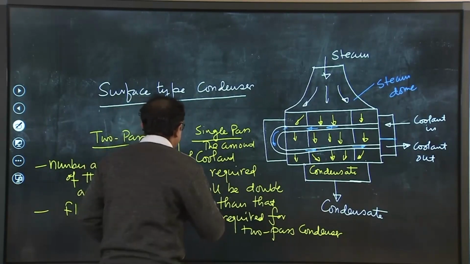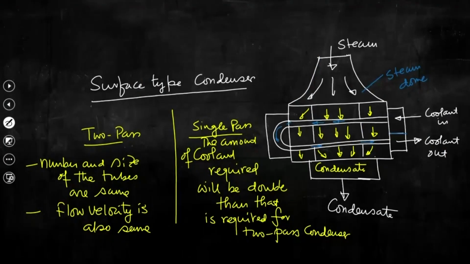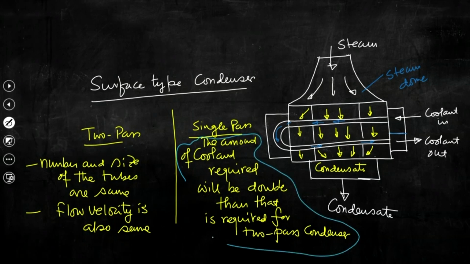So, if I now box it, then this is the disadvantage. Why is this a disadvantage?